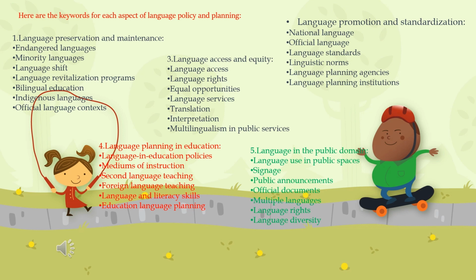Number 3, language access and equity. Language policy and planning can also address issues of language access and equity, ensuring that individuals have equal opportunities and rights regardless of their linguistic background. This may involve providing language services, translations, interpretations, and promoting multilingualism in public services.